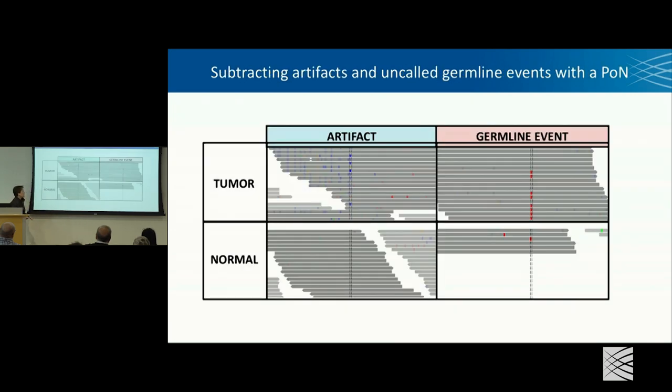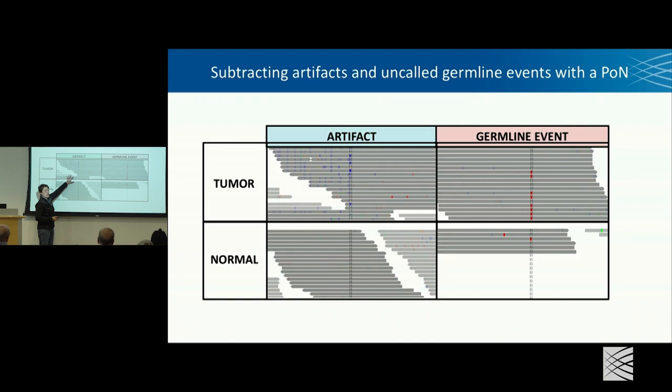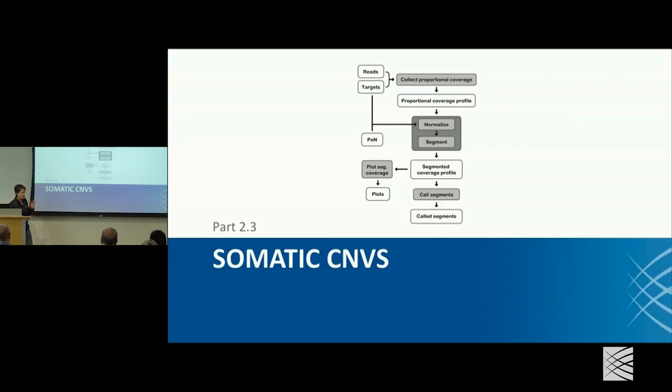Now, this is not perfect because you can have artifacts, technical artifacts that for whatever reason happened in the tumor sample but not in the normal sample. So having a panel of normals is going to help us compensate for that. There's also some cases where there's a germline event but we were actually not able to call it confidently in the tumor. Again, in this case, having the panel of normals may help us identify that if it's a common variant. And so the idea here is to weed out artifactual calls that are not real somatic mutations of interest. So that's the 1,000-mile-high view of somatic short variants.